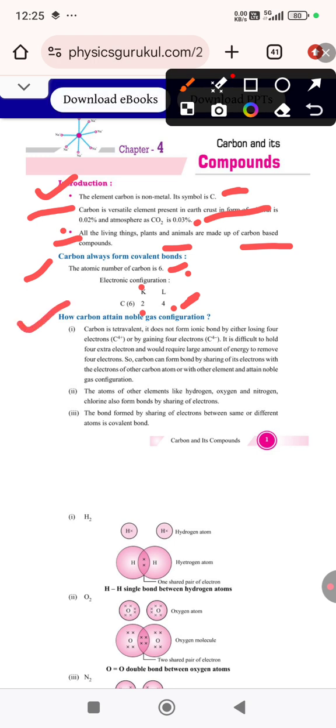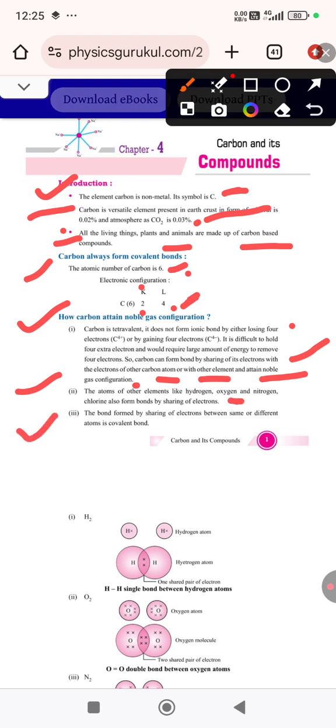Carbon is tetravalent. It does not form an ionic bond by either losing 4 electrons or gaining 4 electrons. It is difficult to hold 4 extra electrons, and it would require a large amount of energy to remove 4 electrons. So carbon forms bonds by sharing its electrons with other carbon atoms or with other elements, and attains a noble gas configuration. Atoms of other elements like hydrogen, oxygen, nitrogen and chlorine also form bonds by sharing electrons. The bond formed by sharing of electrons between the same or different atoms is a covalent bond.